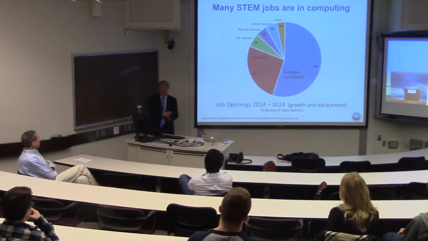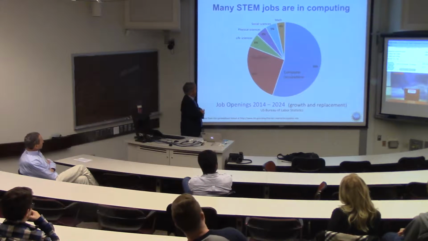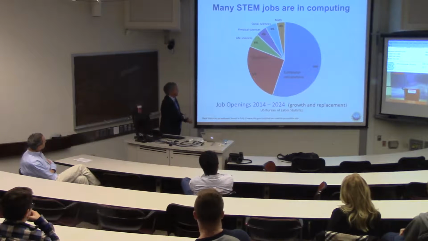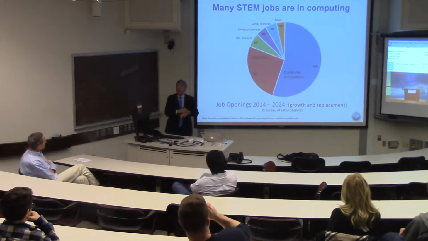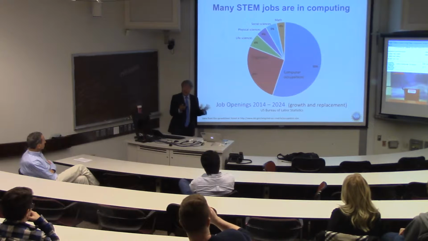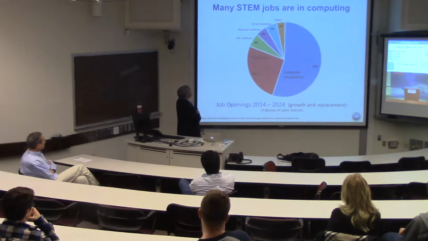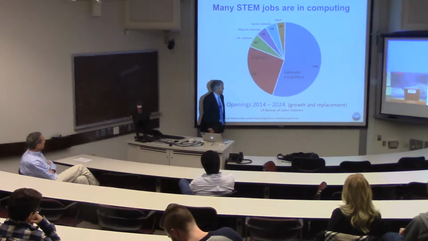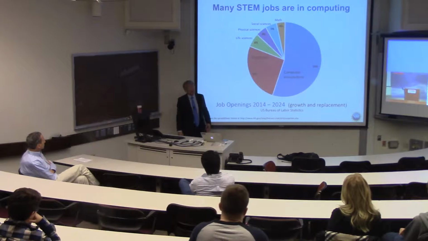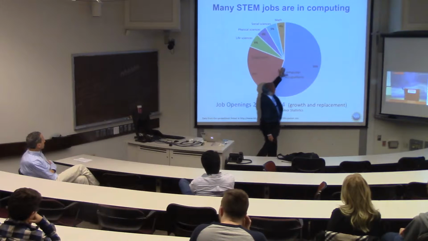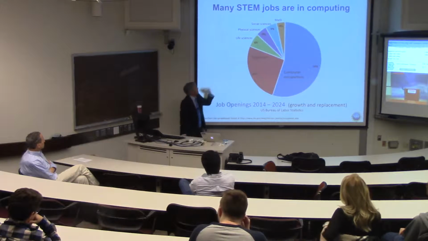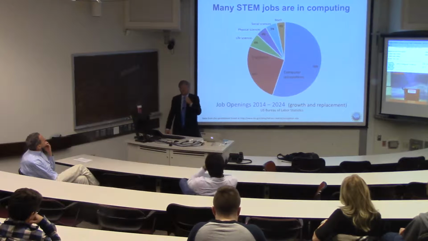So for those of you who are students, and actually those of you who are professors also, maybe you've seen some of these statistics. When you look across all of science, technology, engineering, and math and ask where the jobs are going to be in the 2014-2024 timeframe, you can see the computer occupations here, 55%, the rest of engineering 26%, and then life sciences, physical sciences, and social sciences.